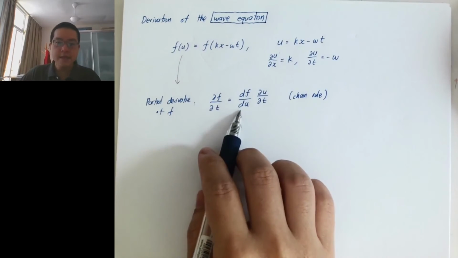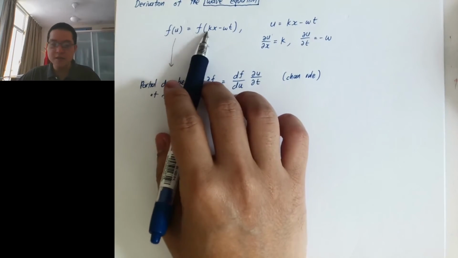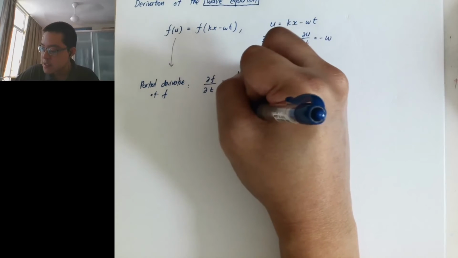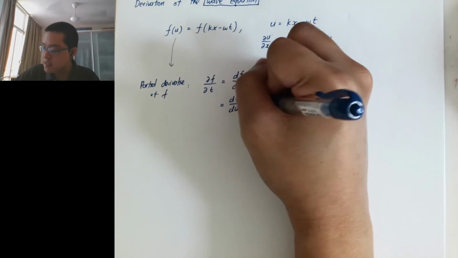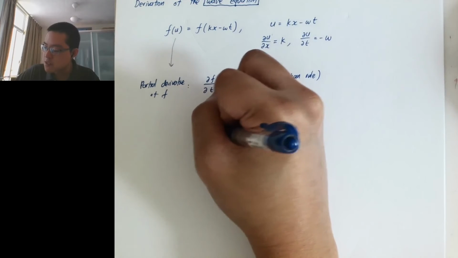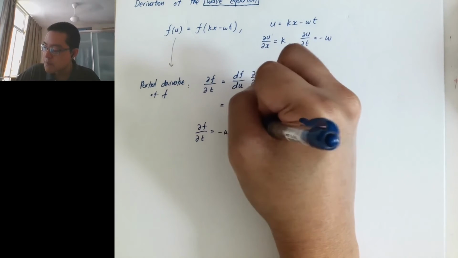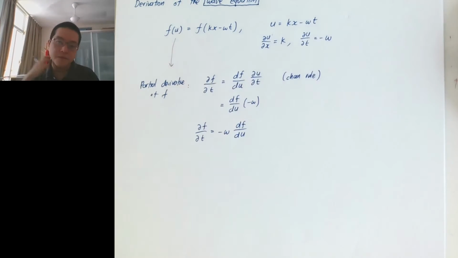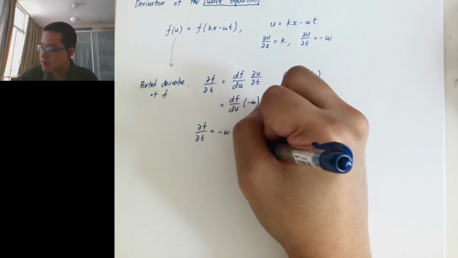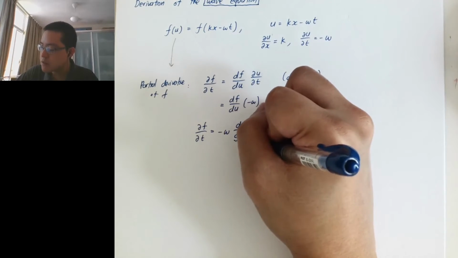Okay, so what is df/du? Df/du is unknown because it could be any arbitrary function. So let's keep it like this first. But partial u partial t is negative omega. So in other words, my partial derivative of my function with respect to t is omega df/du, right? So df/du. Now this df/du is another function of u.